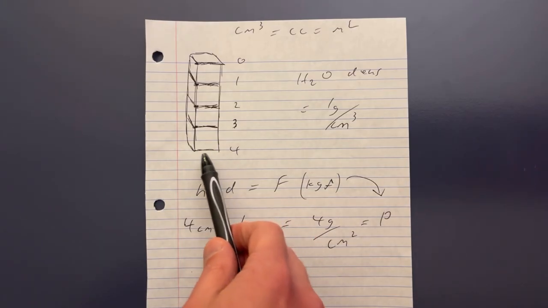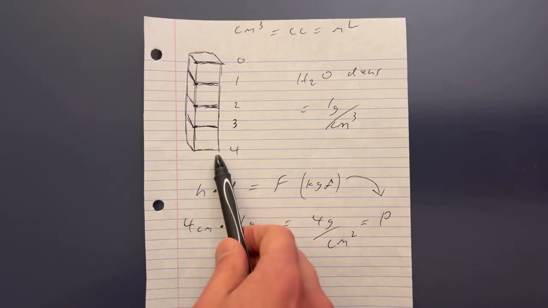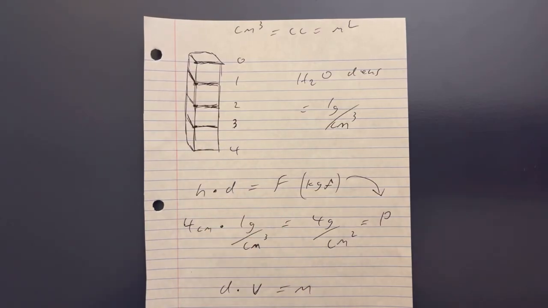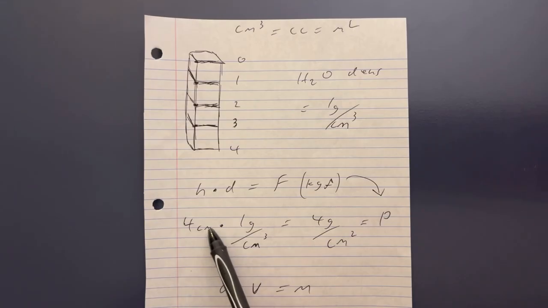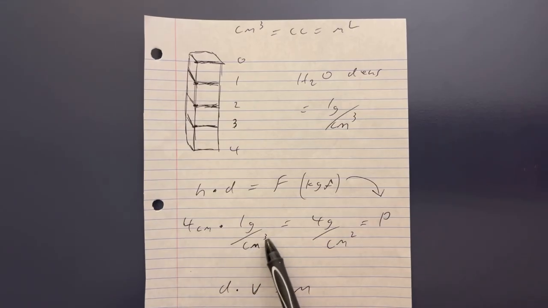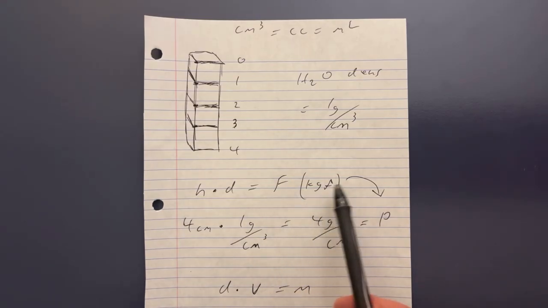So if you're right there at the bottom, 4 centimeters deep, you take your height, which is 4 centimeters, times the density, 1 gram per cubic centimeter. Notice this centimeter right here will cancel out. You'll be left with centimeters squared here. You get 4 grams per square centimeter, and that is your pressure. And I forgot to mention this is force in, say, kilograms of force or grams of force. So we did not add the acceleration of gravity yet to turn that into newtons.